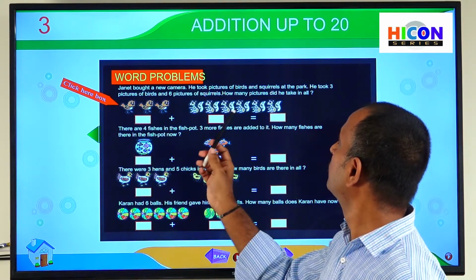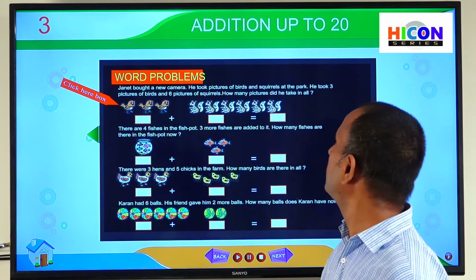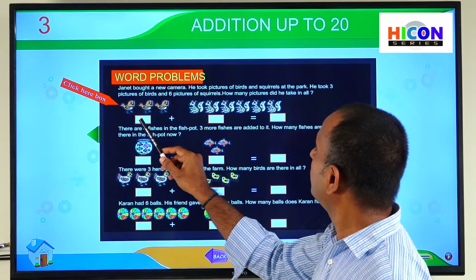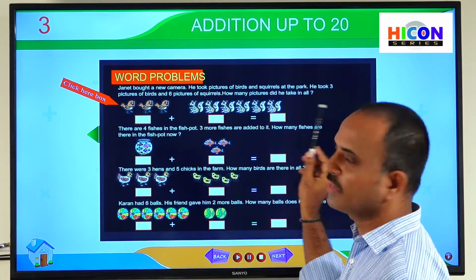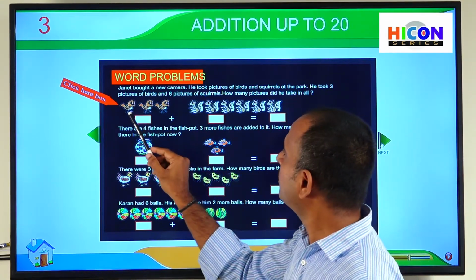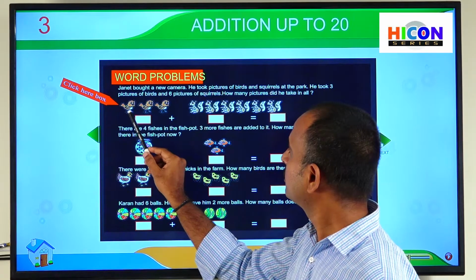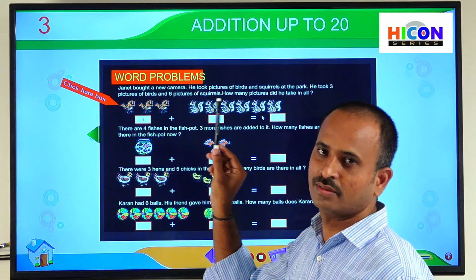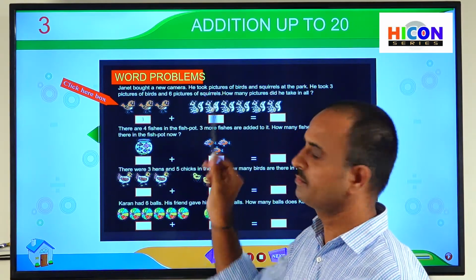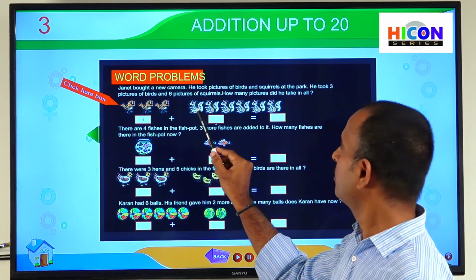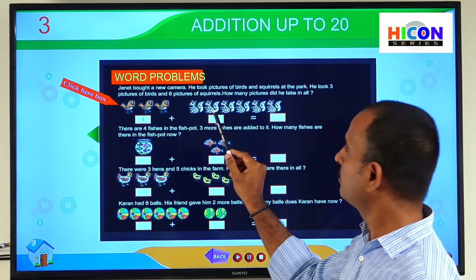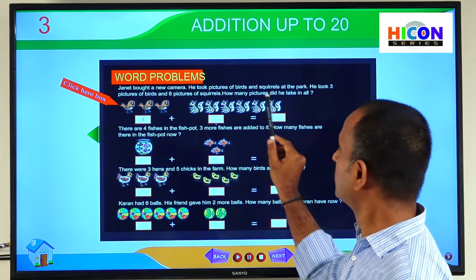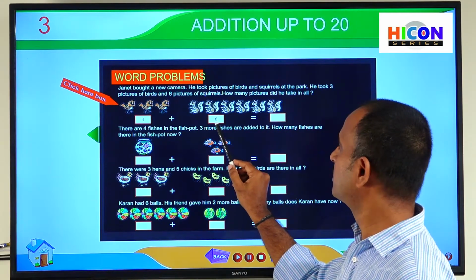So Janet bought a new camera and he took pictures of birds and squirrels, and he took 3 pictures of birds and 6 pictures of squirrels. So how many pictures of birds here? So 1, 2, 3. So write 3 in this box. That means there are 3 pictures of birds. Next, how many squirrels are there? 1, 2, 3, 4, 5, 6. So 6 pictures of squirrels. So write 6 in this box.